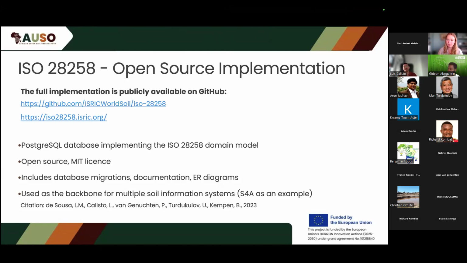So, more questions so far? Moving forward, in this implementation we used a Postgres database. The ISO is generic. You can use this ISO in whatever type of database management system you prefer. At ISRIC, we like to use open source tools and open tools.